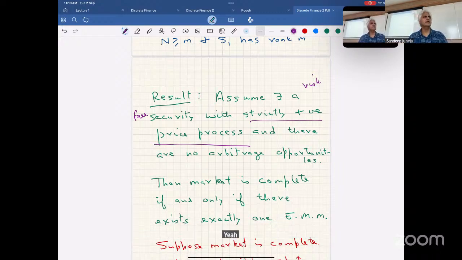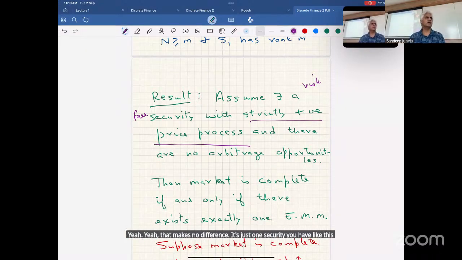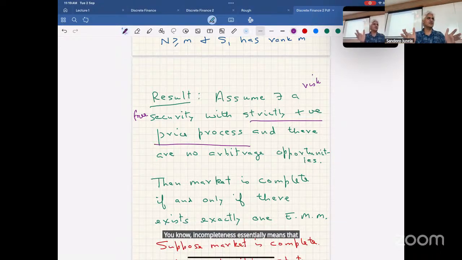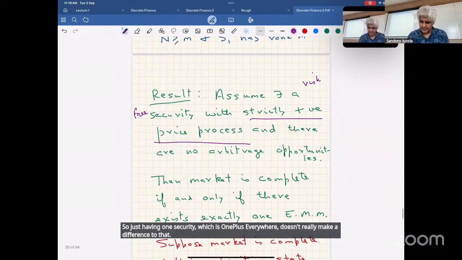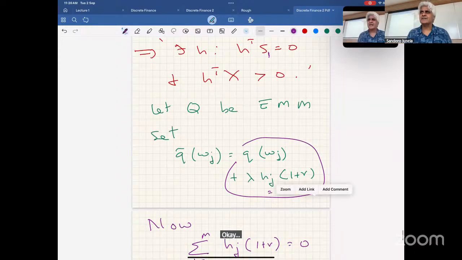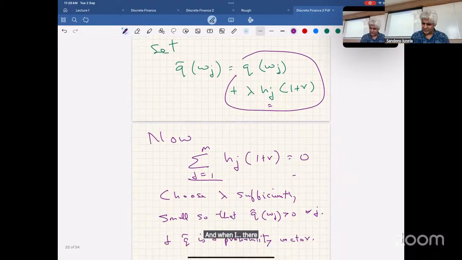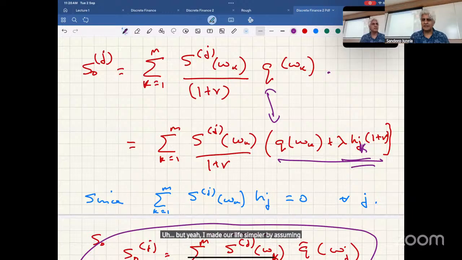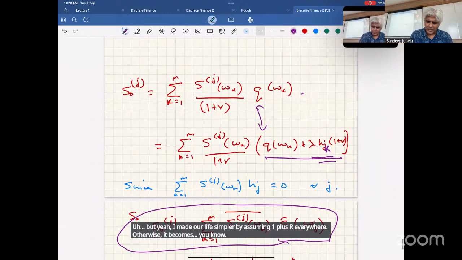That makes no difference. Even with one security like this, you can still have a market which is incomplete. Incompleteness essentially means that your column space is not full rank, so having one security which is 1 plus r everywhere doesn't make a difference to that. There's a very nice, clean intuition going on here, and there are nuances one has to be aware of. But I made our life simpler by assuming 1 plus r everywhere. Otherwise it becomes harder to fathom what's going on.